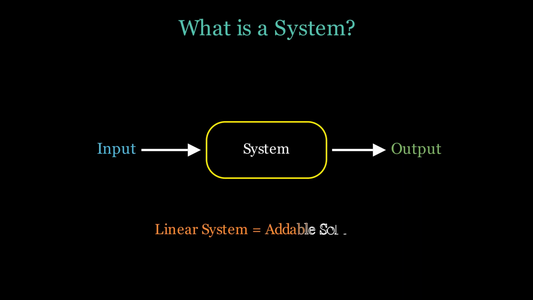Some systems are linear. You can add up existing solutions to make new solutions. That's one of the properties of linearity. But what does linear mean? We'll understand it later in the video.